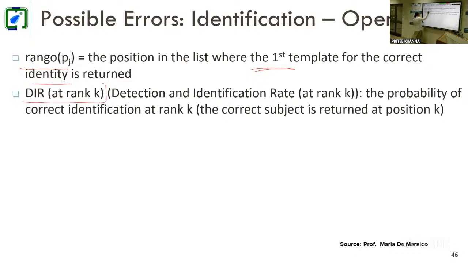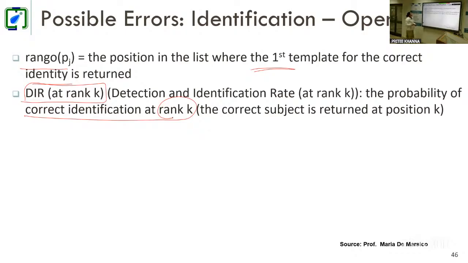Then we have DIR at rank A. DIR, detection and identification rate at rank A, is the probability of correct identification, not at rank 1, but at rank A. Let us say 10 people are positive, meaning 10 people have a similarity score above threshold. But where are we hitting the desired one? First place, second place, third place, on which place? So we are saying, okay, how are we going to do the detection and identification at the rank A position.